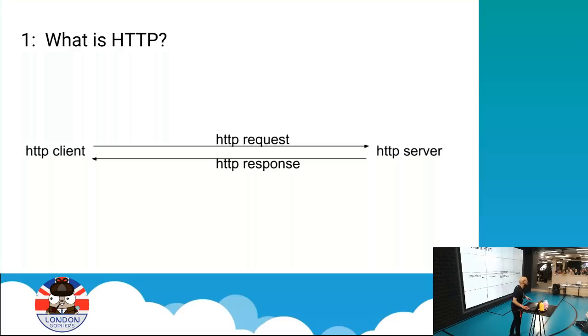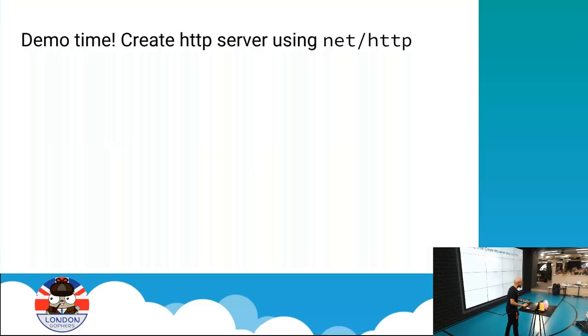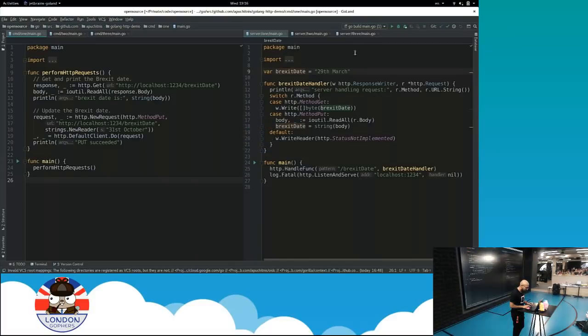But to keep things simple for this talk today, what I'm going to do is have the server running on my machine, the client also running on my machine, and instead of doing networking over the public internet, we're going to keep the networking to my particular machine, just to keep things simple. So let's do a demo. Let's build an HTTP server using net/http. So let me just pull up some code.